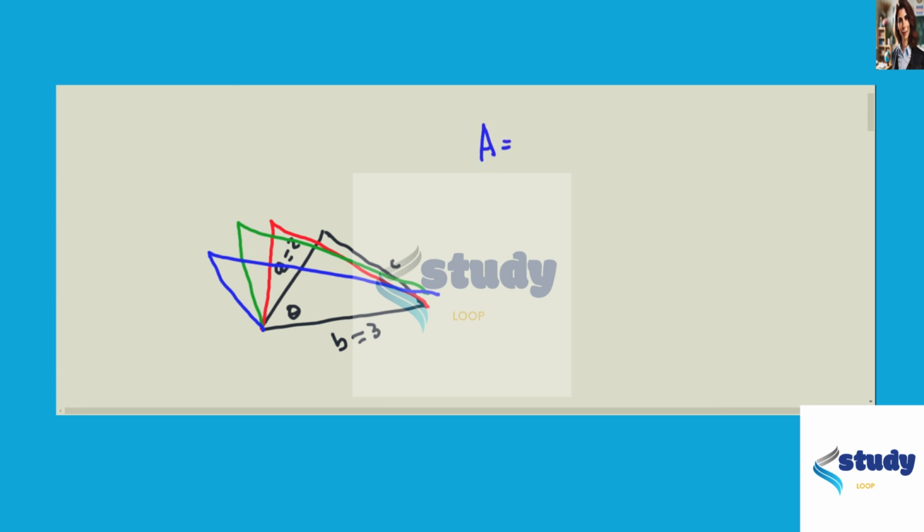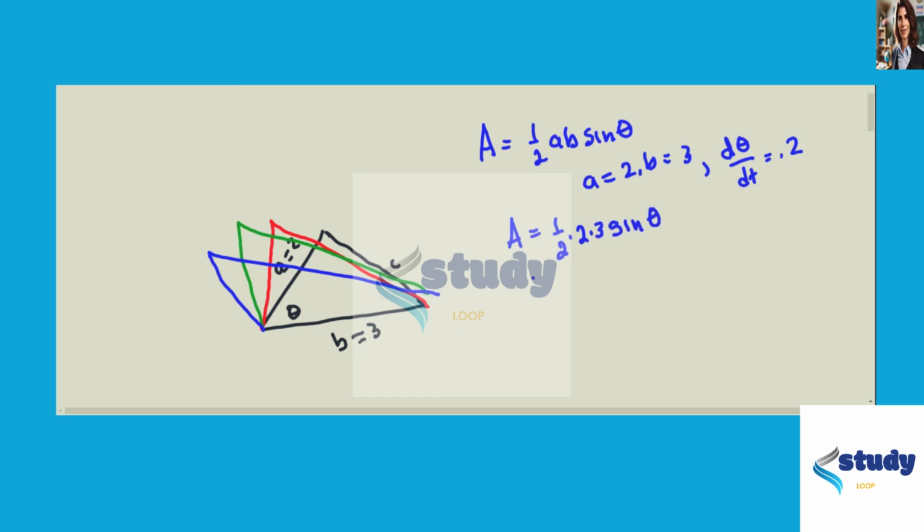So we have the area A equals 1/2 AB sine theta. And A was 2, B was 3, and d theta dt was 0.2. Okay, so A and B are fixed. They're not going to change. So let's put them in before we take the derivative. 1/2 times 2 times 3 times the sine of theta. So the area is 3 sine theta.